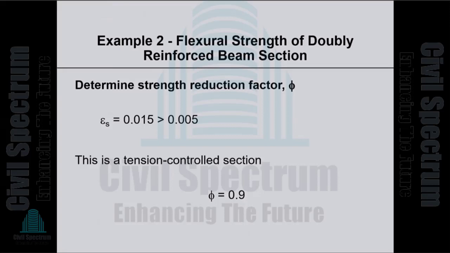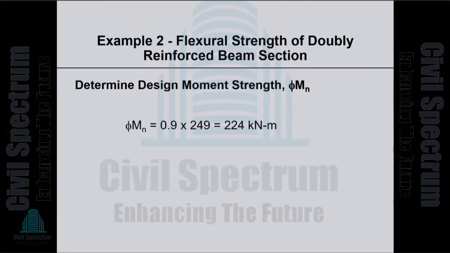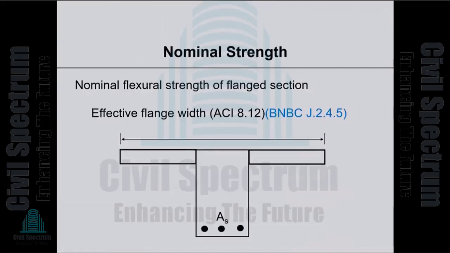Okay, the strain in the tension reinforcement is 0.015, which is way over the yield strain. So it's a tension control section making phi equal to 0.9. So for a nominal strength of 249 kilonewton meters, we have a design strength of 90% of that, which is 224 kilonewton meters.